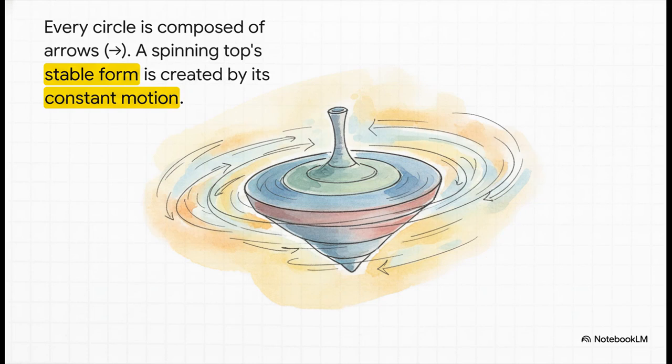This gives a perfect example for the dynamic side. Just think about a spinning top. When it's going really fast, it looks perfectly stable, right? A solid circle. But that stability is only possible because of its constant looping motion. Those are the arrows. The form is literally created by the content in motion.